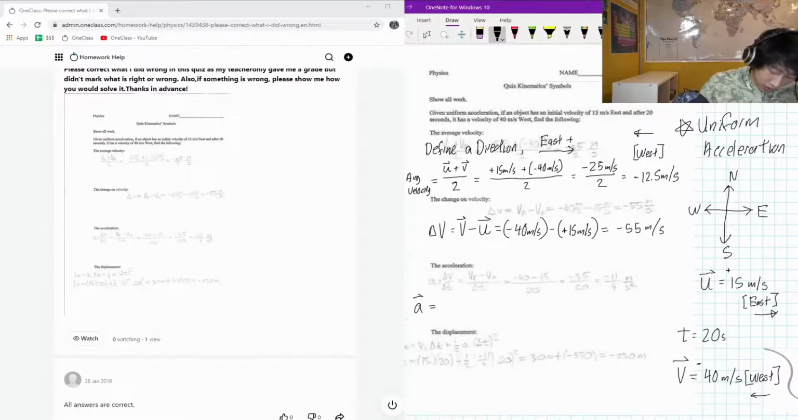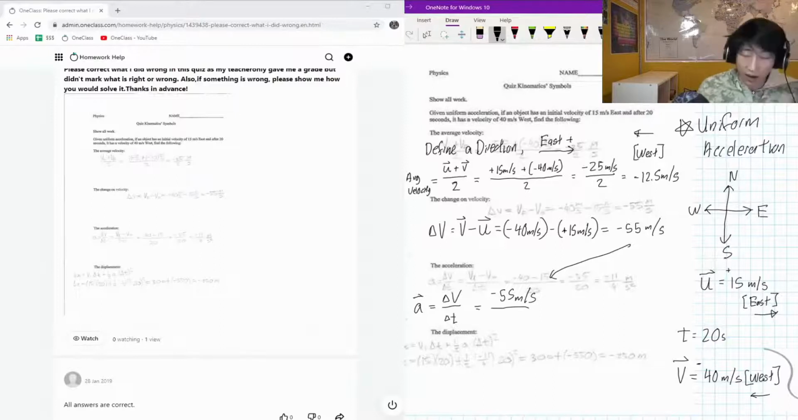Big trouble. Okay, so it's going to be the change in velocity divided by the change in time. We know that our change in velocity, well, we just calculated that in our previous question. That's negative 55 meters per second. That's where it came from. And divided by our time, how long did it take for us to change from our initial velocity to our final velocity? The question told us 20 seconds. Okay, so we're going to divide that by 20 seconds. And if you look at the unit, the unit is going to be meters per second per second, which is equivalent to saying meters per second squared.